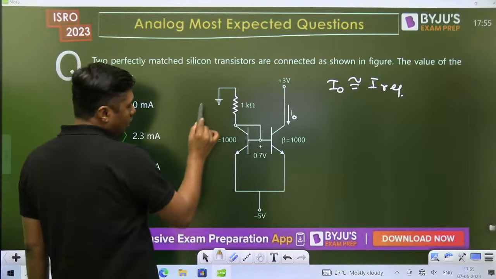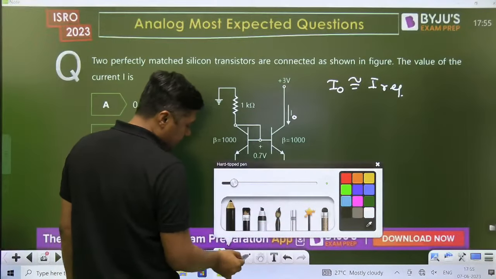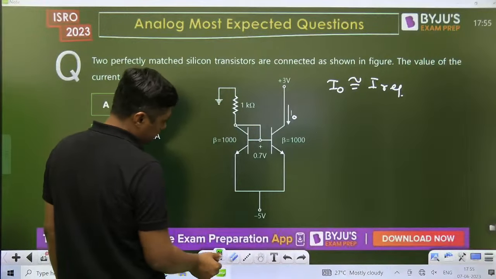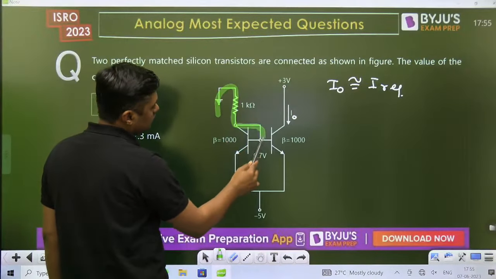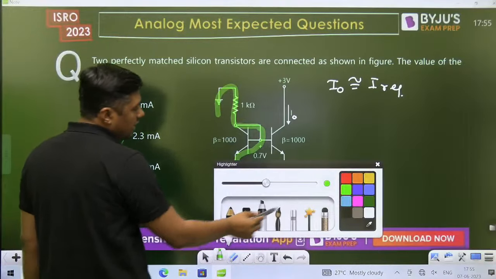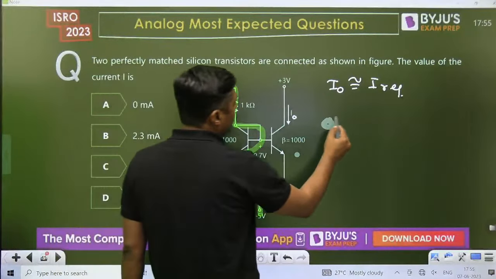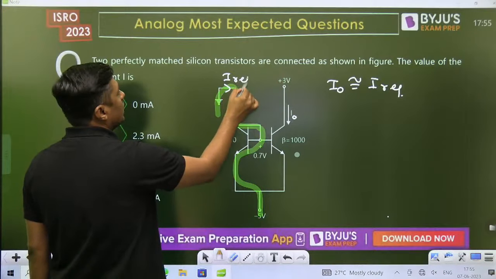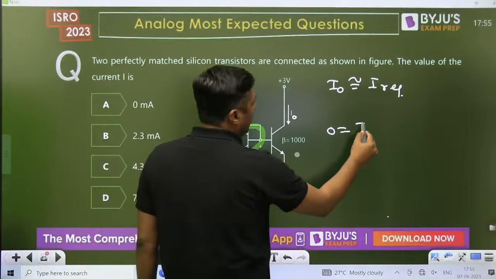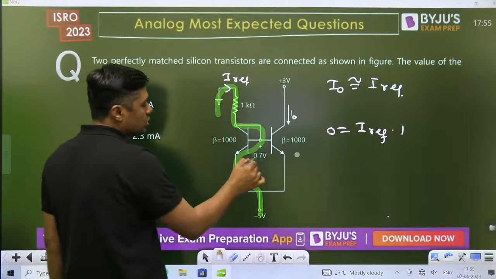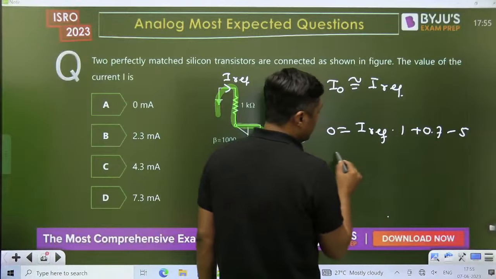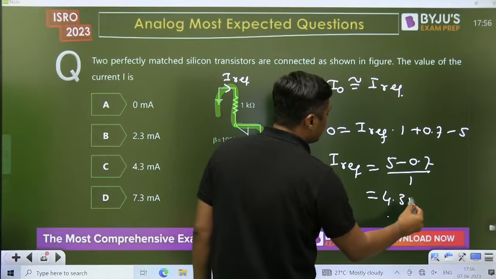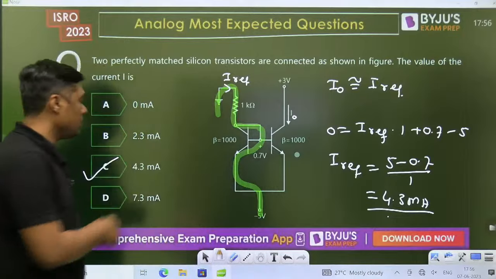So what is the input current? Always write the KVL from this point to this point, and you can find the answer for this particular question. This is called I reference, and I output is equal to I reference, which is 5 minus 0.7 divided by 1, that is nothing but 4.3 milliampere. That is the answer, 4.3 milliampere.